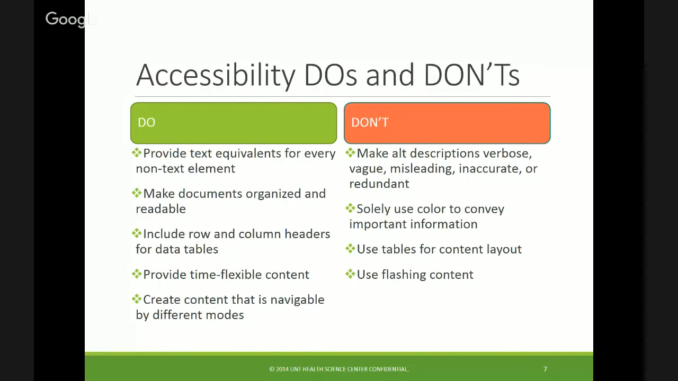When we format our tables, we need to make sure that we're using our tables purposefully. So we have row and column headers so that it's easy for users to go through the tables if they're using some type of assistive technology.